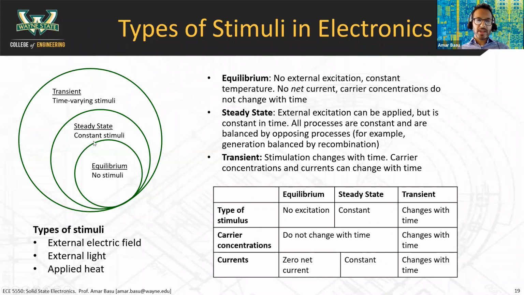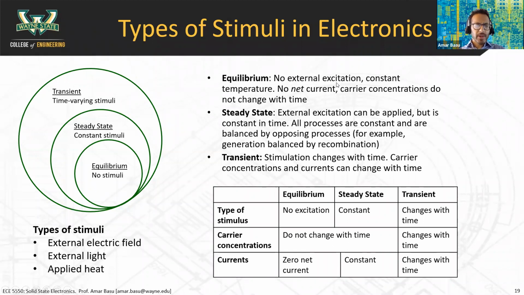So it's worth talking about what these different states are. Let's start with the basic one: an equilibrium situation. We talked about last time in class, at equilibrium, what does carrier generation and recombination look like? We said that they're equal to each other, right? In an equilibrium situation, the definition of equilibrium is that there's no external excitation.